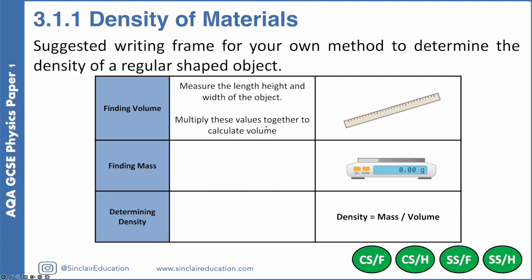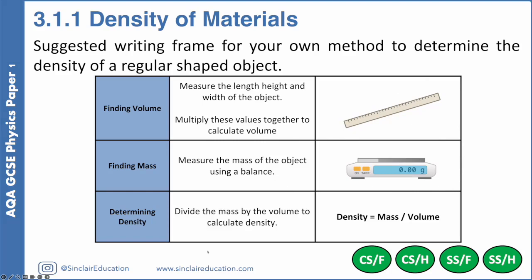So to find volume, we're going to use a ruler, name apparatus, say what we're going to measure. Now here there is a bit of extra detail. You might need to say that to find volume, we'll multiply length, width and height together. To find mass, name that we're measuring mass and name the equipment we'll use. So in this case, a balance. And then our final step is we'll use these values we've determined in our equation, density equals mass divided by volume.